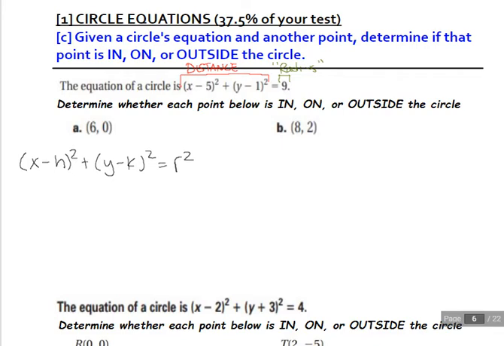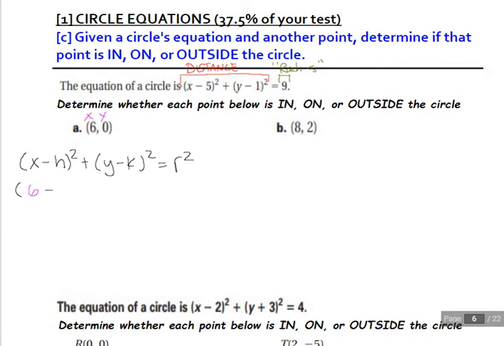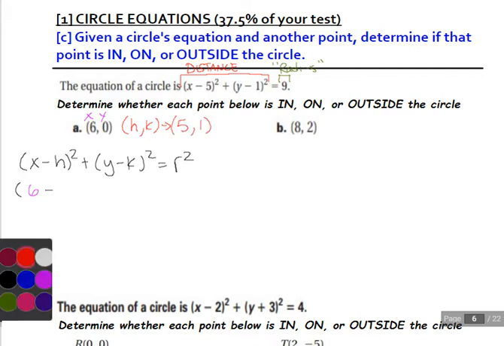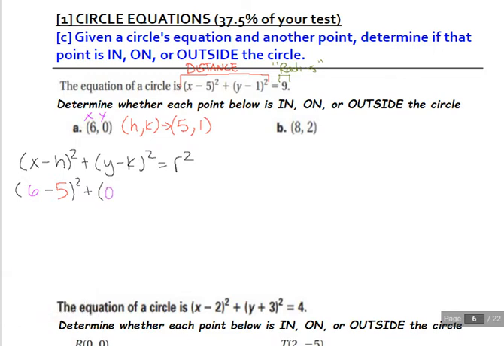Okay, but we actually know a bunch of the pieces, right? So we know that the x that we're testing is going to be 6. The h value is going to be 5 because we should probably write that point. The center is going to be 5, 1. So the h is going to be 5. Going back to the y value, what are we testing? It's going to be 0. Subtract off the k value, which is going to be our 1. And we're testing that against the known r squared value of 9.